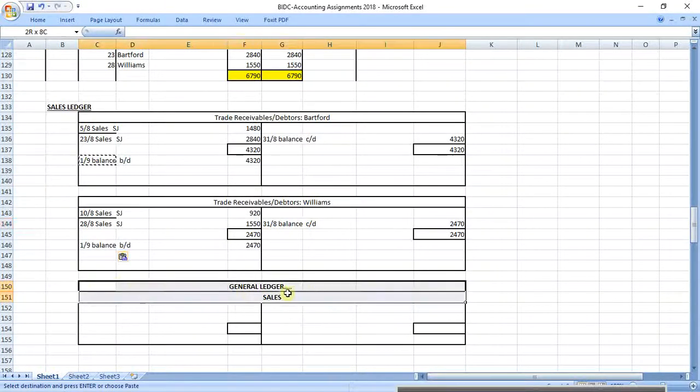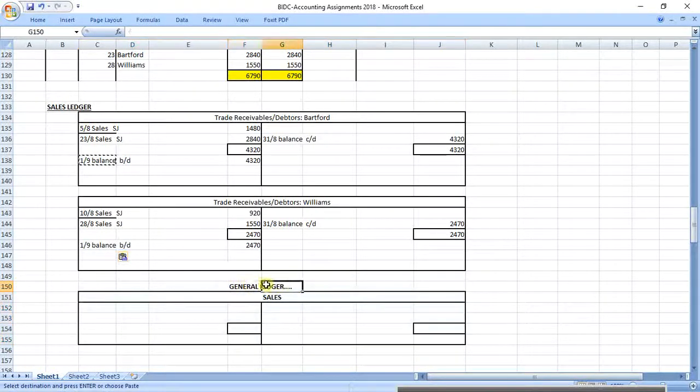So there's the sales in the general ledger. There's the sales in the general ledger. And we just need to post. Right, so are you going to show separate accounts here? No, there you can show total. Because it's in the general ledger.